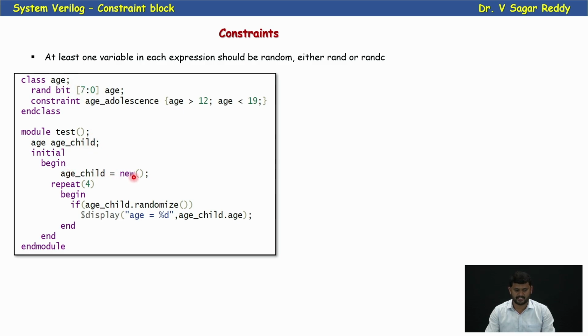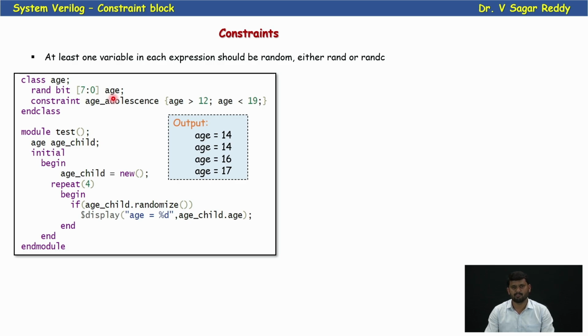I'm creating an object for this and repeating this 4 times. Now age_child.randomize. Now I'm randomizing this object. This object contains one property, one random variable age, and also one constraint that age should be greater than 12 and less than 19. If we randomize this age_child 4 times, then this is the output: age should be between 12 and 19. In this example, we have one random variable, that is age.